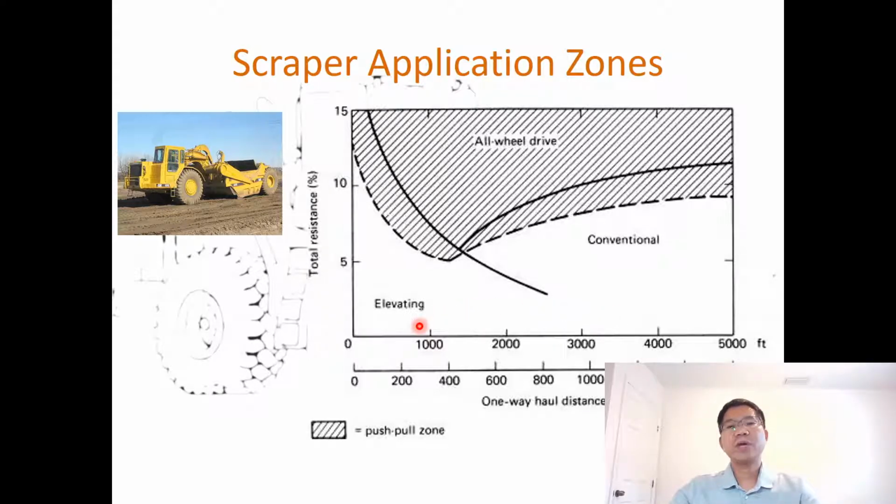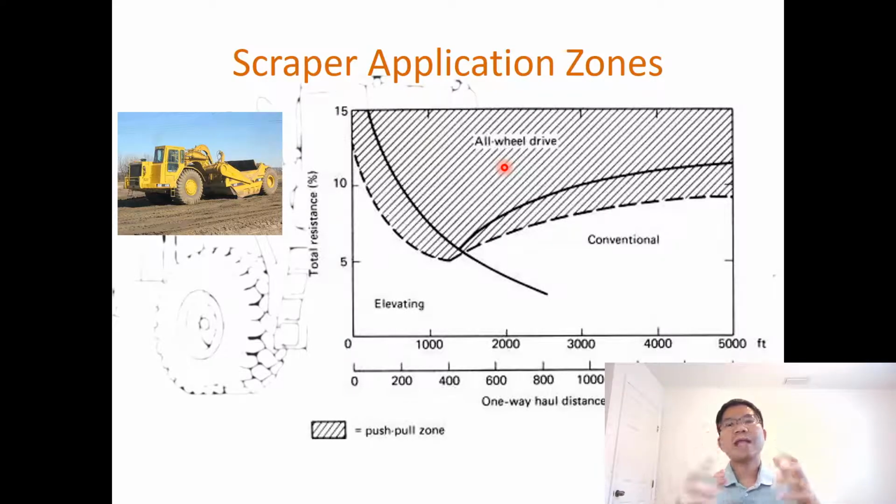From those two dimensions, as you can see, if we haul a short distance, let's say 3,000 feet or less, about 1,000 meters or less, 1 kilometer or less, and the total resistance is 10% or less, then you can use elevating. If you go to a higher total resistance, more than 10%, or even 5% but with a long haul, then it's more effective to use all-wheel drive.